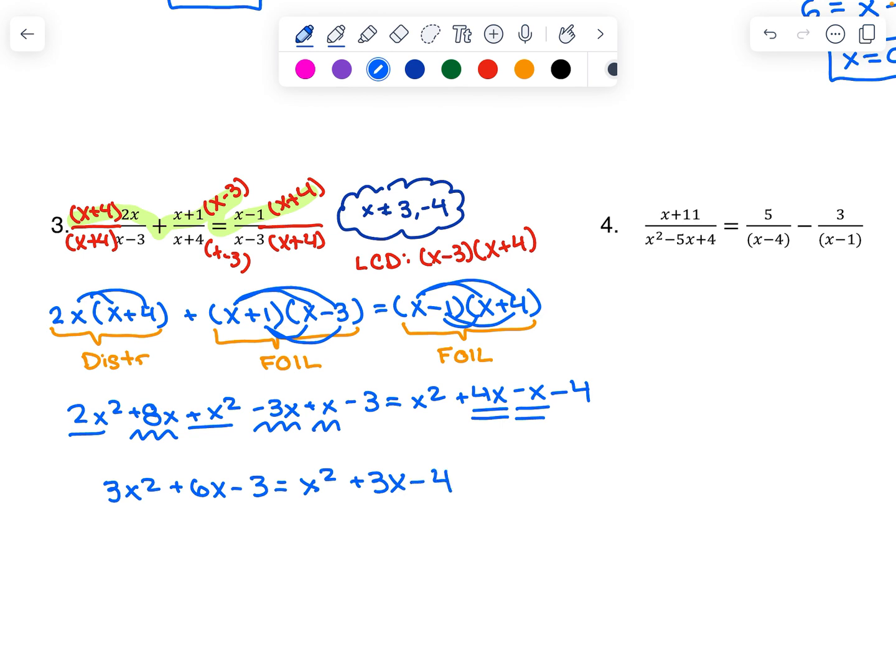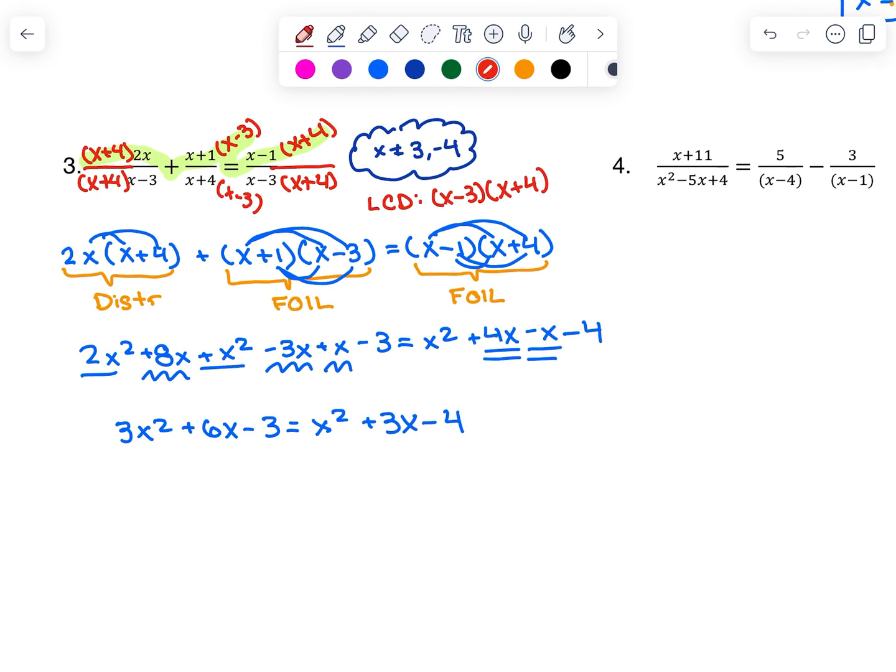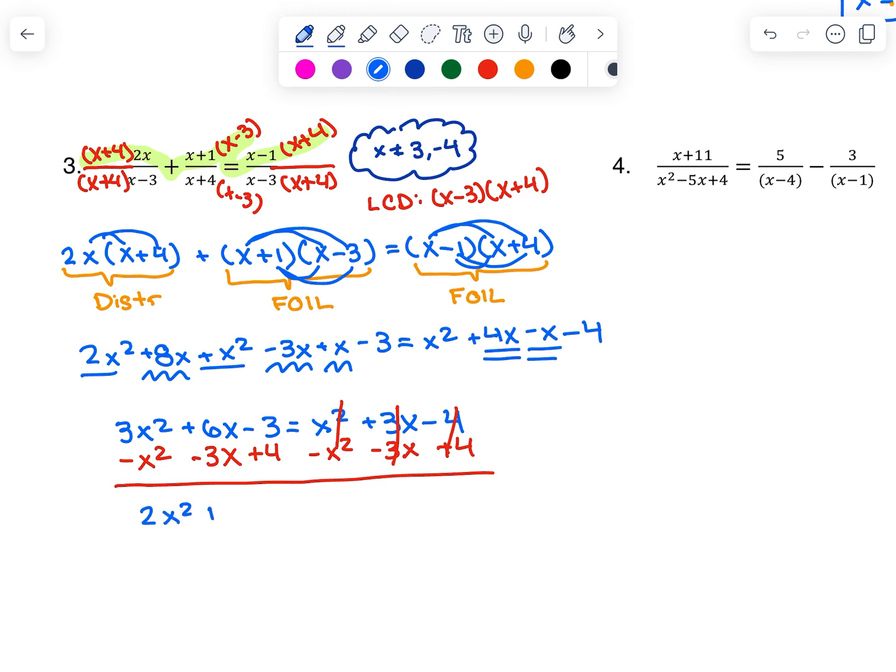Notice this is a quadratic. You've got an x squared, which means it needs to be equal to 0. So I've got to move everything over. Again, I like to keep the x squared positive. So I'm going to subtract x squared, and then I'm going to subtract 3x and I'm going to add 4 so that the right side has absolutely nothing on it. So that's going to get me 2x squared plus 3x plus 1 is equal to 0.